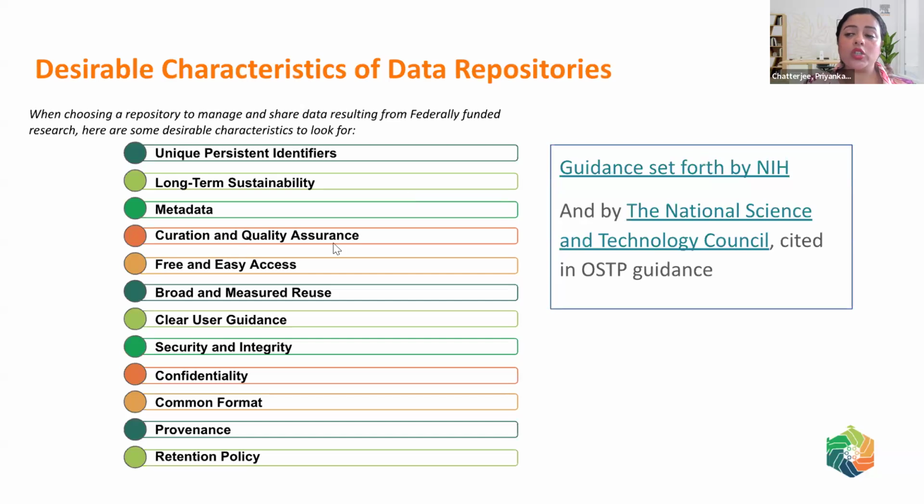It should have curation and quality assurance policies. It should be free and easily accessible. It should have broad and measured reuse. There should be clear user guidance. It should have proper authoritative security and integrity to abide by the FAIR principles or guidelines. It should have a common format for all the data types.